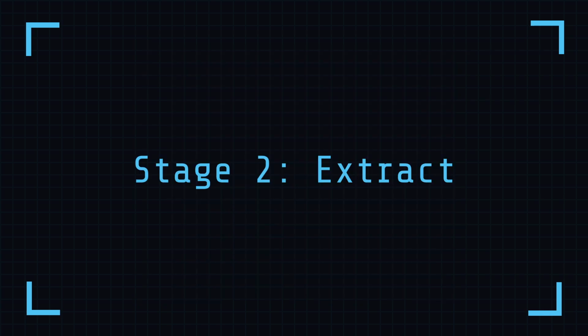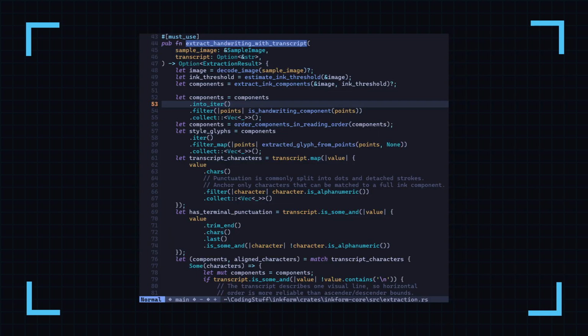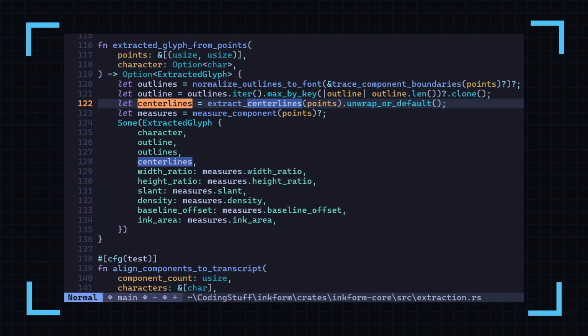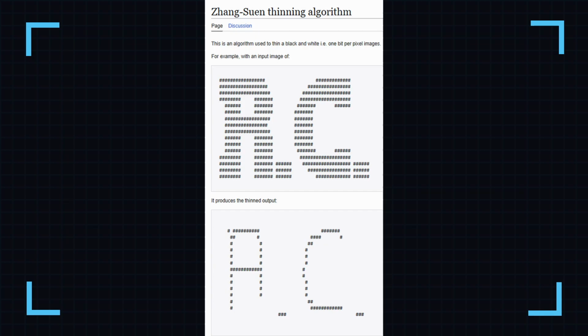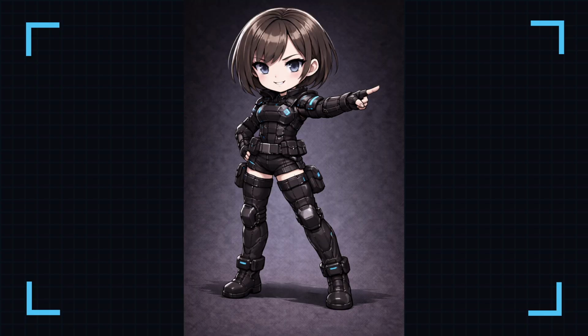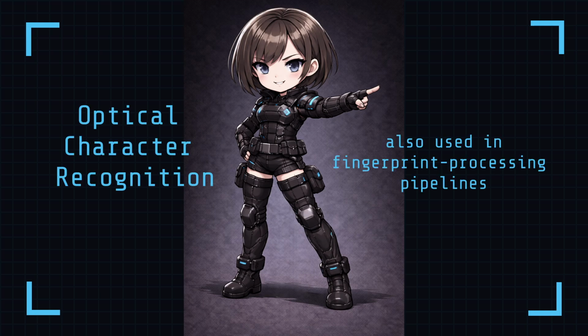Stage 2 is the extract. This is the biggest file in the codebase. It's over 1,000 lines. Extract handwriting with transcript reads the raw strokes out of the photo. The core technique is centerline extraction, using bounded Jiang-Schwen thinning on an adaptive resolution bitmap. In plain terms, it takes the dark ink pixels and iteratively erodes them down into a 1 pixel wide skeleton. The same family of techniques is used in classic OCR and fingerprint processing pipelines.